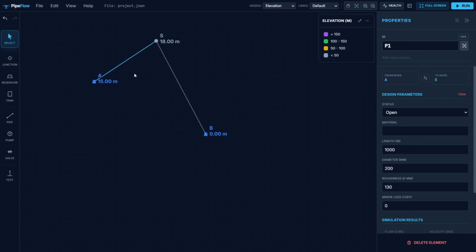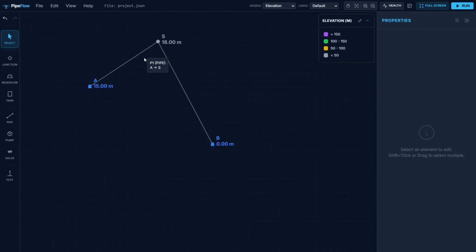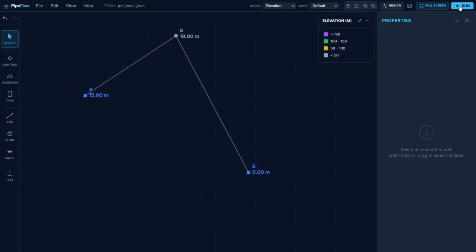Now we will have to put in the pipe data. The pipe is 120 meters, 200 mm, with a roughness of 0.005. For the second pipe, it is 280 meters, 200 mm, and 0.005. That is all it takes to model this case. Now we will just have to press the run button.